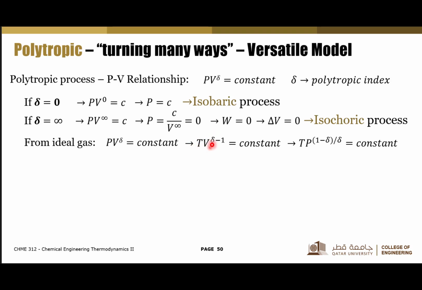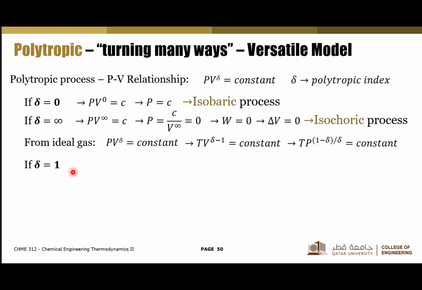From ideal gas, PV to the power of delta equals a constant, we can also say that TV to the power of delta minus 1 is also a constant, or in terms of pressure and temperature. So we're only changing the variables here, combining either pressure and volume, temperature and volume, or temperature and pressure, and looking at how the power changes for the polytropic case.